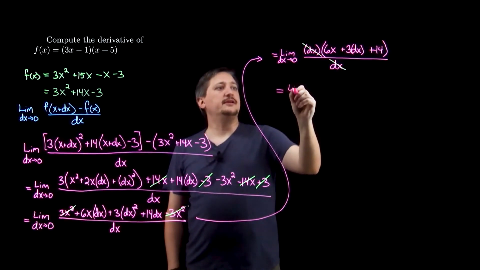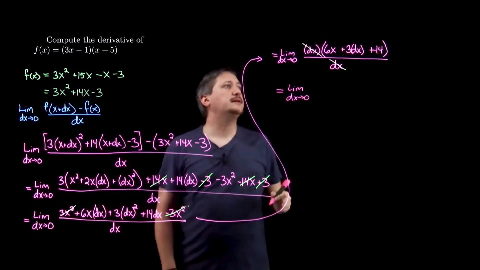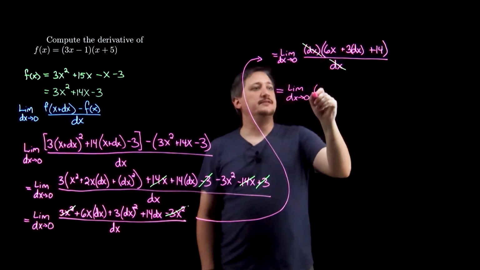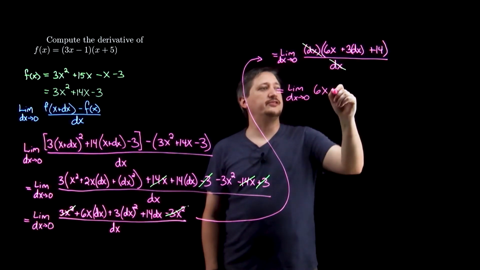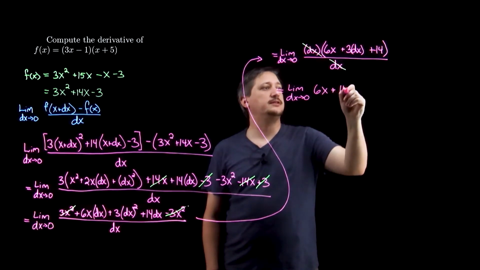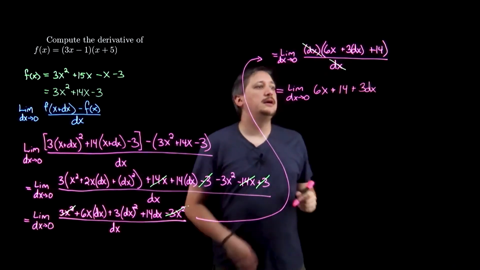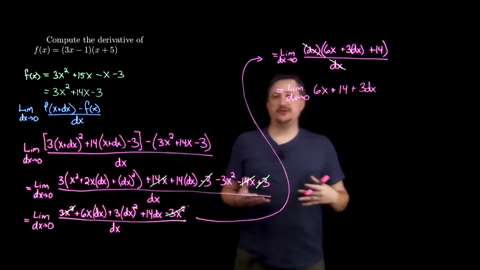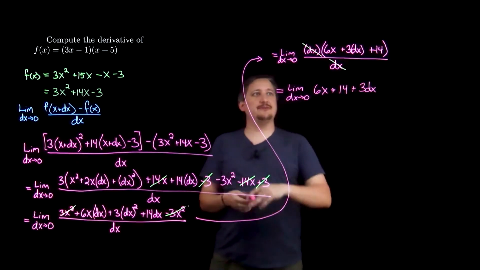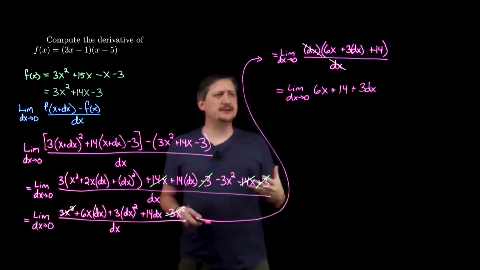So this then, still with my limit tagging along for the ride. So I now have 6x plus, I'm just going to rearrange this slightly. So this is plus 14 plus 3dx. But now I don't have the dx in the bottom, so now I can actually evaluate. Because the whole thing is trying to get rid of the 0 in the bottom when you try to plug in. So now I can plug it in and evaluate.